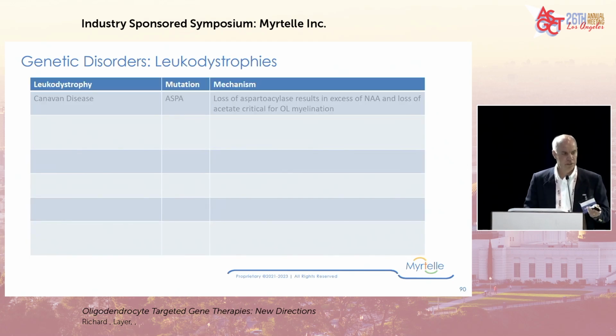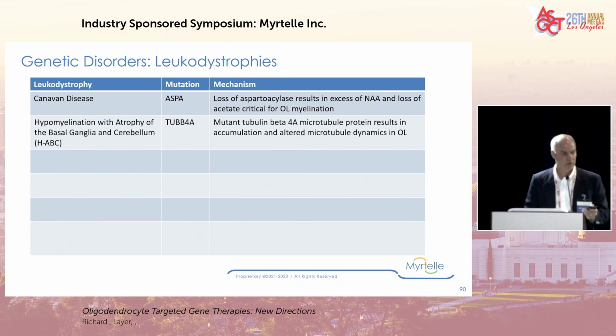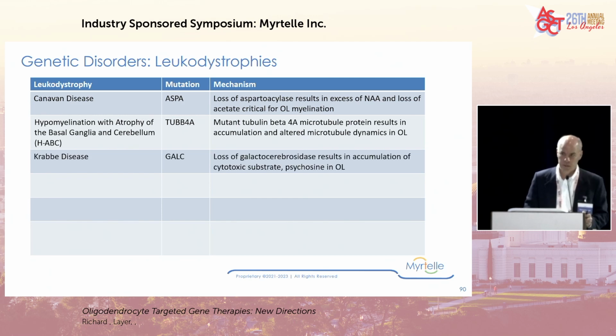Specific leukodystrophies have the advantage as treatment targets because they're typically monogenic disorders. For example, Canavan disease that you've heard about is caused by a mutation in the gene for aspartoacylase. Hypomyelination with atrophy of the basal ganglia and cerebellum is caused by mutations in the gene for a microtubule protein. Krabbe disease is caused by mutations in the enzyme galactocerebrosidase.